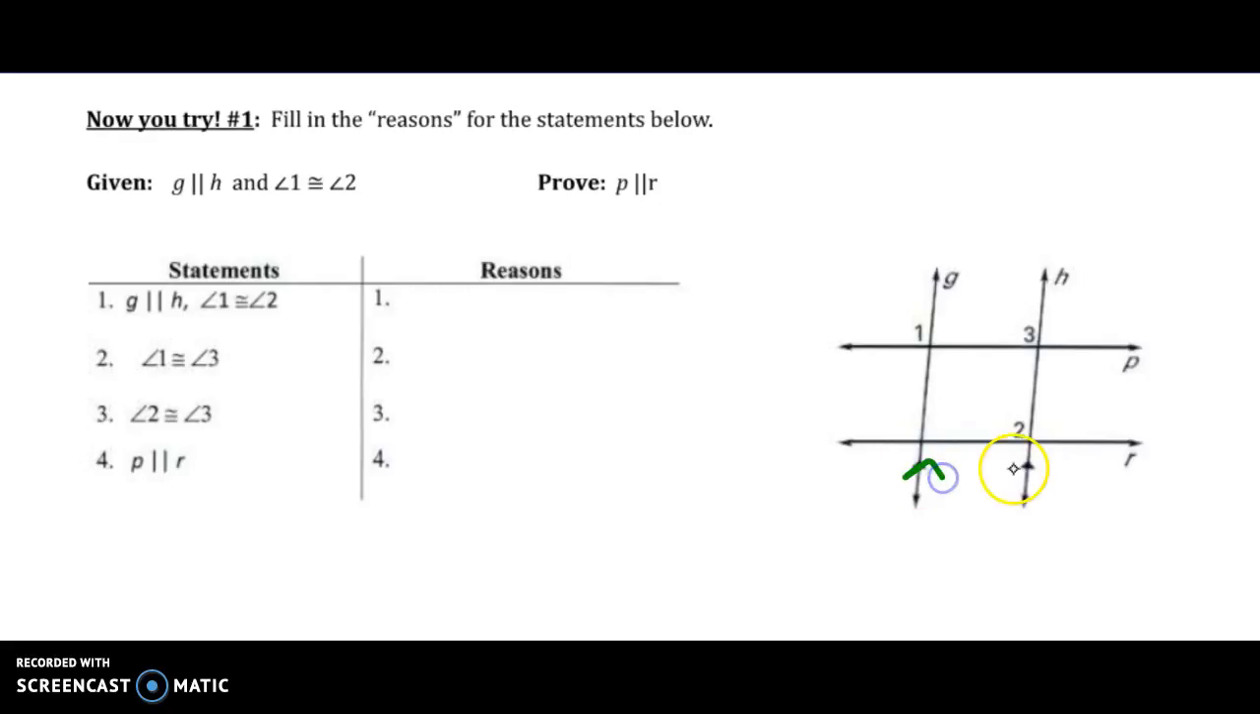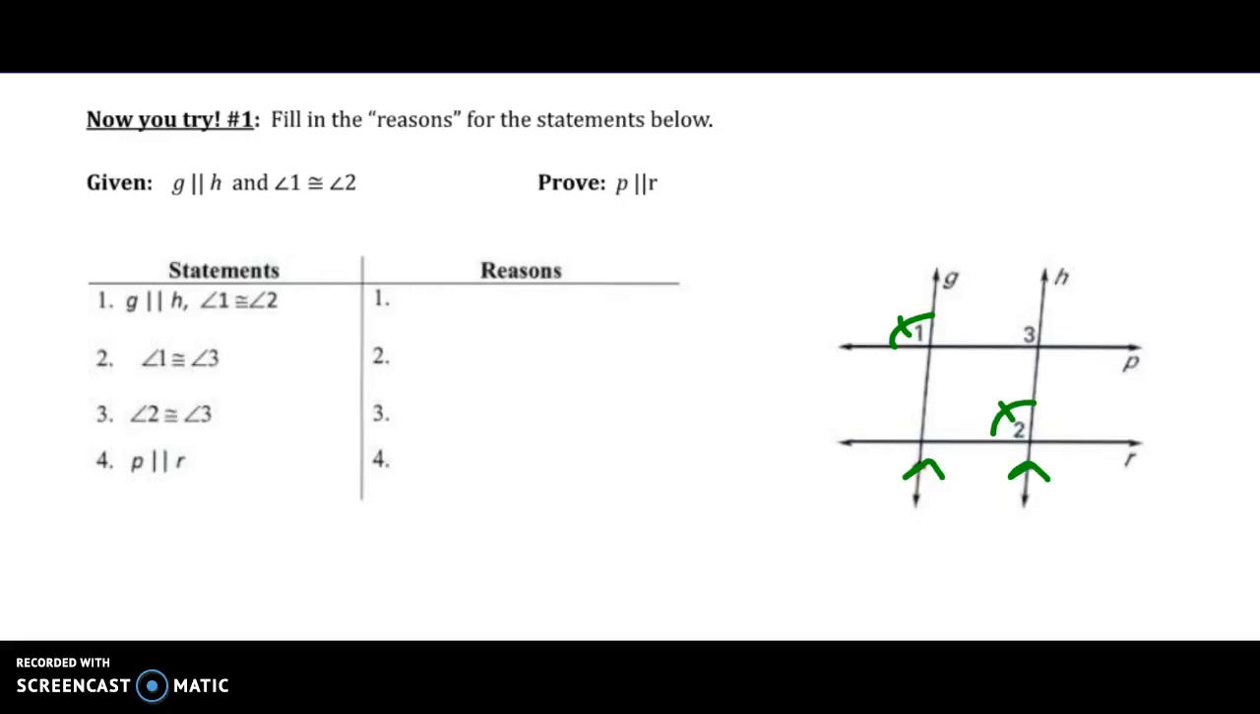So first, they already have it on the diagram, but I'm going to mark what they gave us. They gave us G and H are parallel. Those were indicated by the arrows, which I just went over. And then I marked angle 1 and angle 2 congruent using the little congruency marks. So here we only have to fill in the reasons.